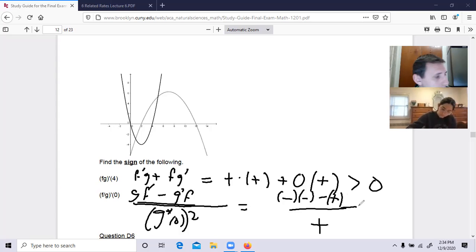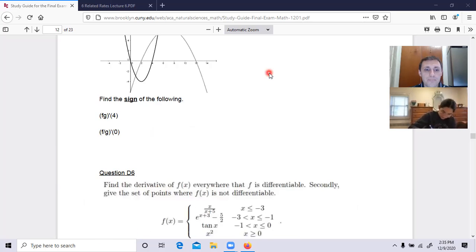Because it's increasing. And then f of 0 is actually 0, right? So it is a negative by negative divided by a positive, right? So that makes it positive as well. So this is positive and this is positive. You agree? Mm-hmm. Yeah, makes sense? Yeah.